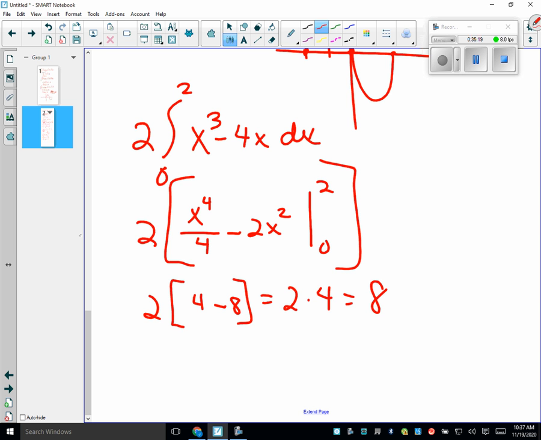Is it area? That's area because it was absolute value. I feel like I could have done that. I think you could have too. That's why I assigned it to you. Now, do we have another question?